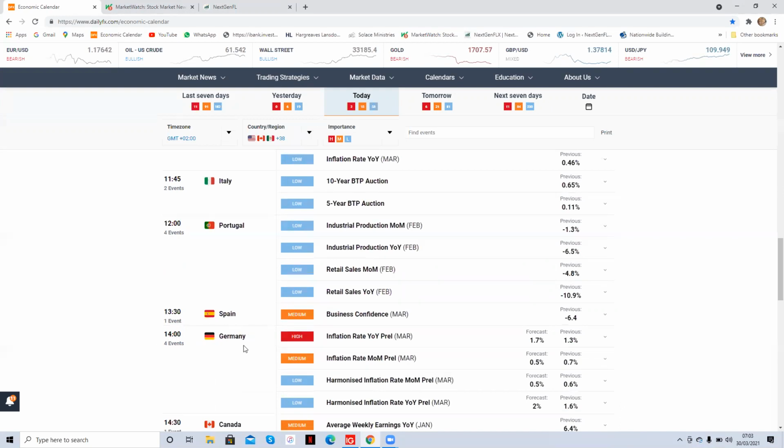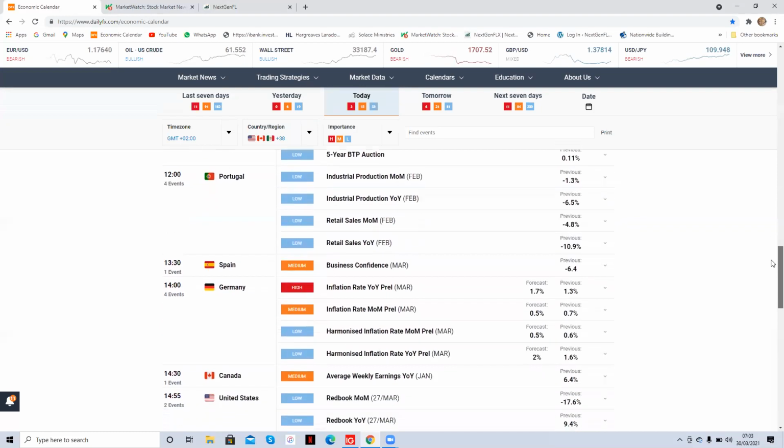Of course, that would have an impact on the Euro US dollar. It won't impact the dollar Canadian dollar. It will mainly impact the Euro US dollar. So for the Euro US dollar, I would definitely avoid trading prior to 2 p.m. today. And let's have a look at the rest of the day.